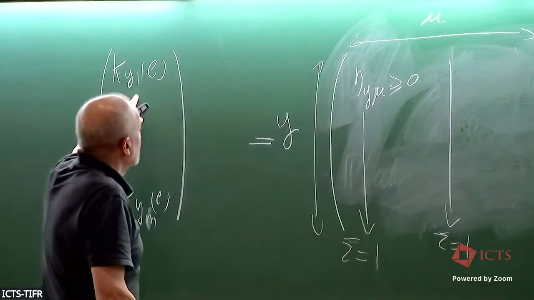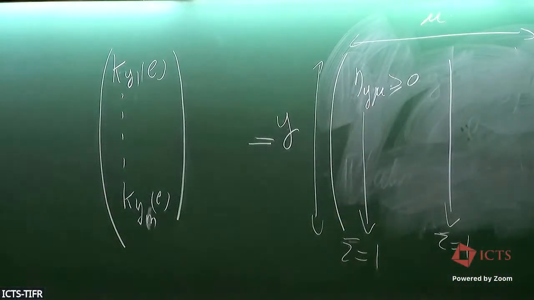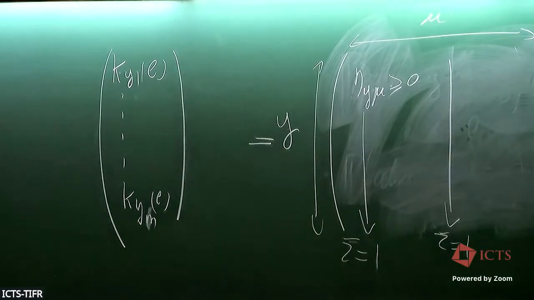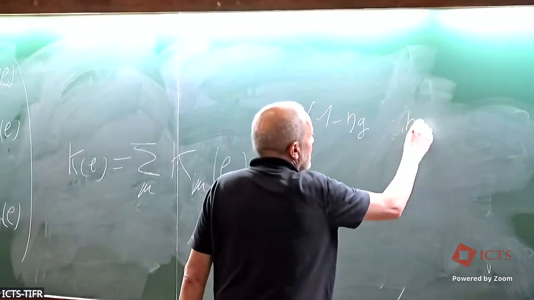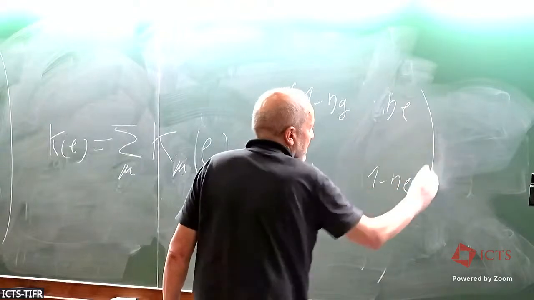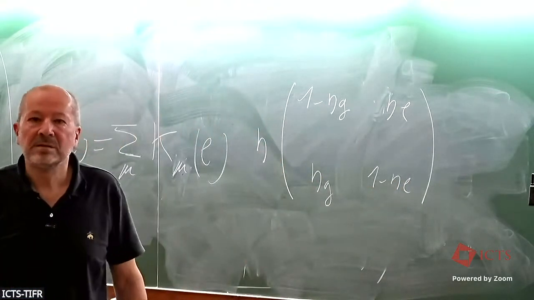So rho is a mixture, you see, like this, where the coefficient corresponds to this entry. And in the case which is this one, the eta, what is it? It is 1 minus eta_g and eta_g, and eta_e and 1 minus eta_e in this case. Okay.